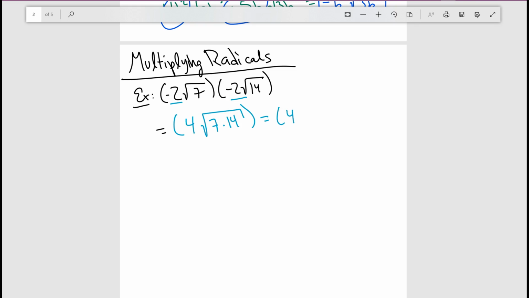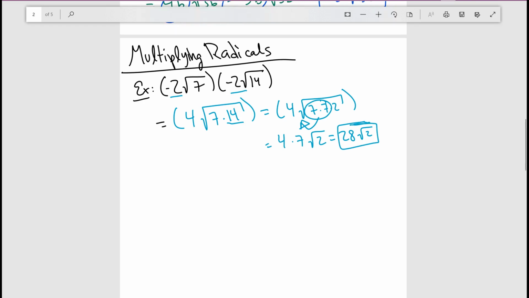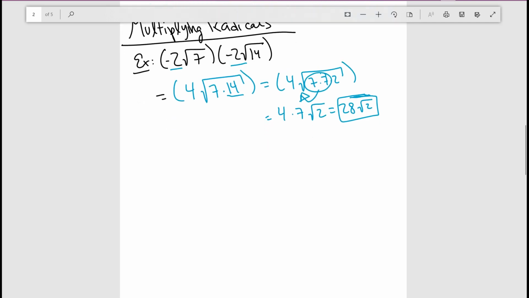So you have 4 square root of 7 times 14. I can decompose this 14 as a 7 times a 2. Notice that I can take out a pair of 7s. So I'm left with 4 times 7 square root of 2. 4 times 7 is going to give me 28, and this is going to be the square root of 2. And that is my final answer: 28 square root of 2. Not a lot to it, but let's continue doing more problems like these.